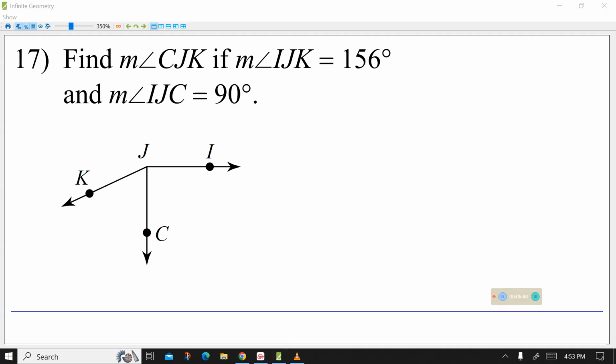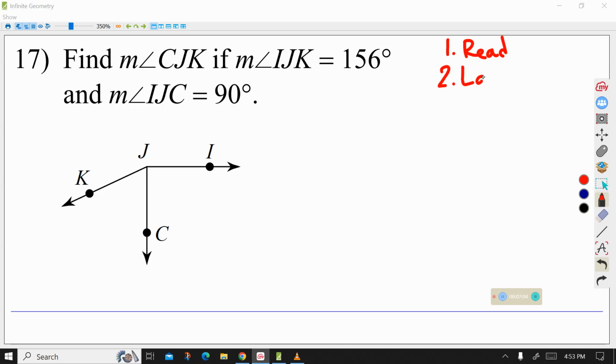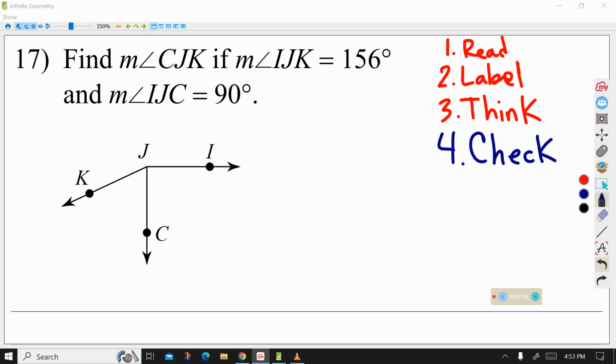So let's go back. Again, to use the angle addition postulate on this problem, we're going to follow our steps for these problems all the time. Step 1 is read, step 2 is label, and step 3 would be think. And then last, when you get done with a math problem, you should check your work. If you've got enough time, check your work and see if you got it right. So let's read the problem. Step 1, let's read it.